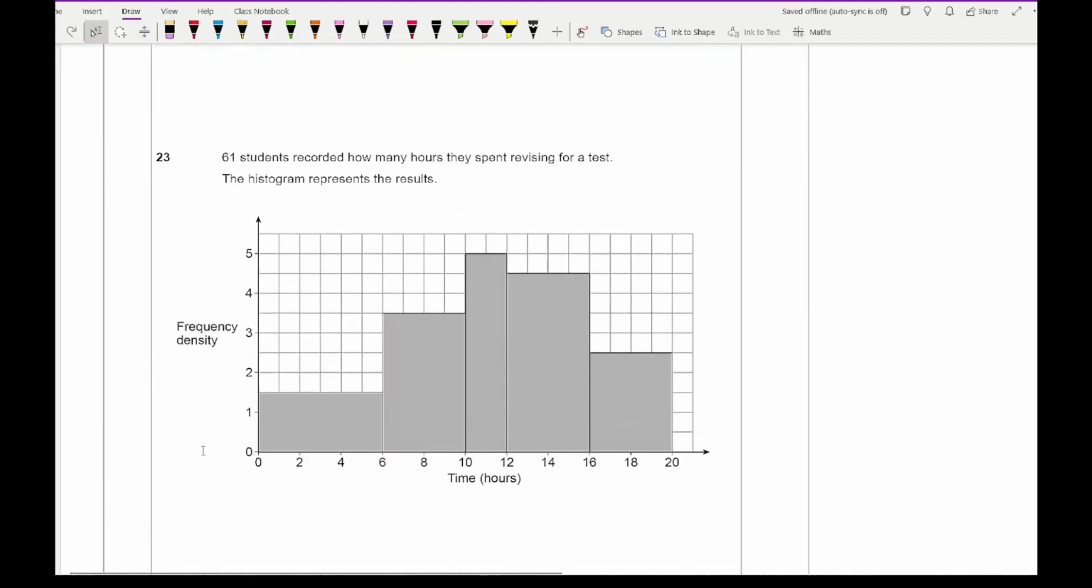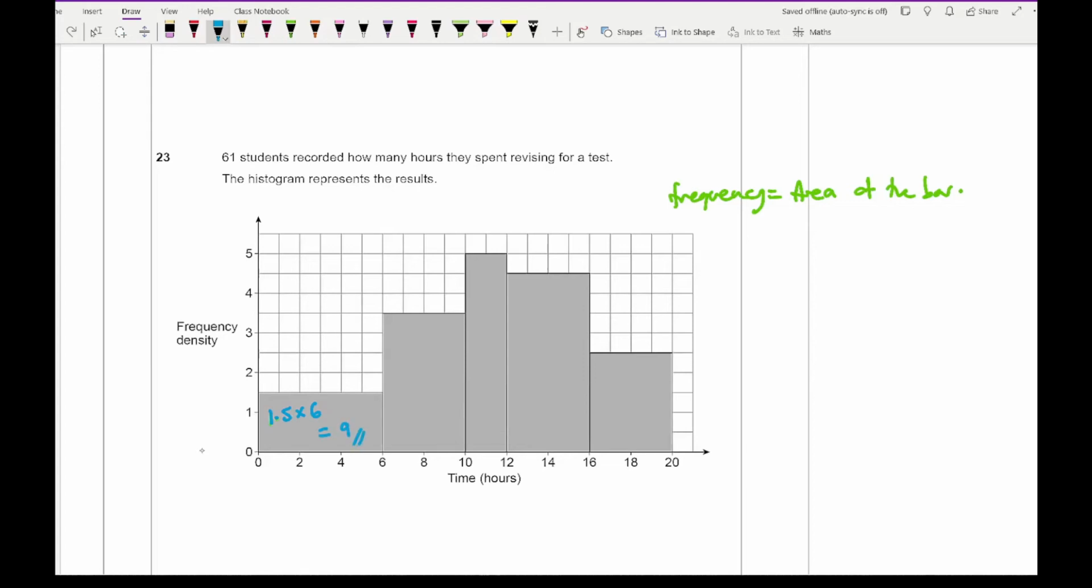So first things first, what I need to do is work out the frequency of each of these bars. Now the frequency in a histogram equals the area of the bar. So the area of this bar here is going to be 1.5 multiplied by 6, which gives me an answer of 9.